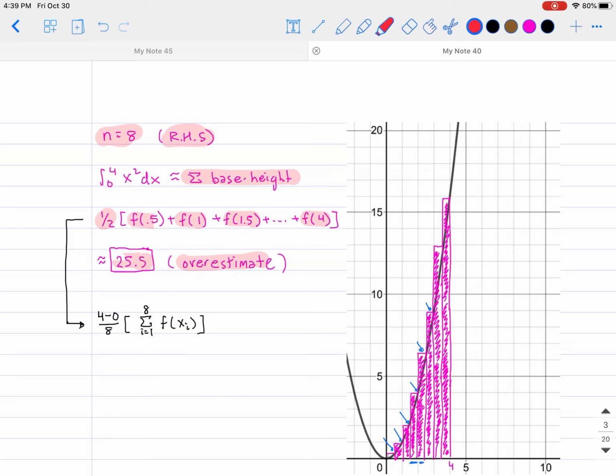In this case, and according to my picture, this is going to be an overestimate, because notice that every single one of those partitions is going to be overlapping with the curve. So that's going to give me a better idea as to what the upper bound is.